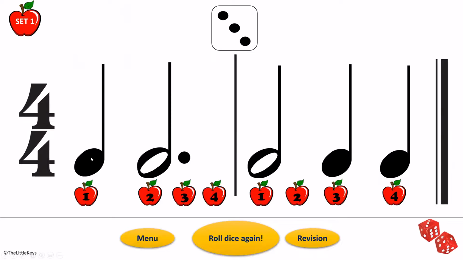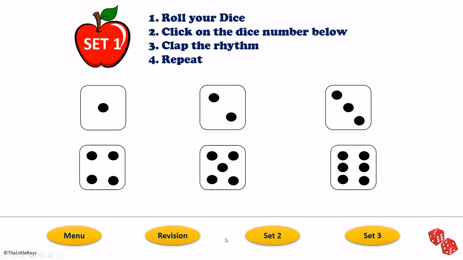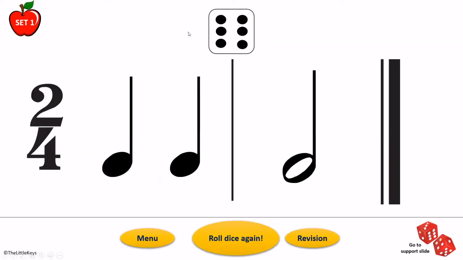Once we're done with that, we can either roll a dice again, or if needs be, we can go back to the revision or main menu. So let's try to roll a dice again. And let's imagine that we rolled 6. So we're going to click on 6 and it's going to take us to set 1, rhythm 6 that we need to clap. If we manage to clap it, it's absolutely fantastic.